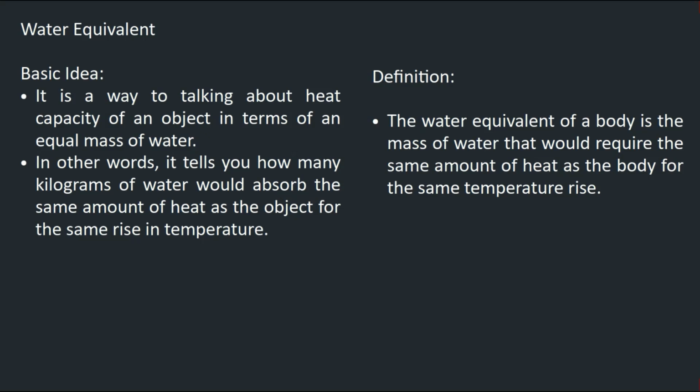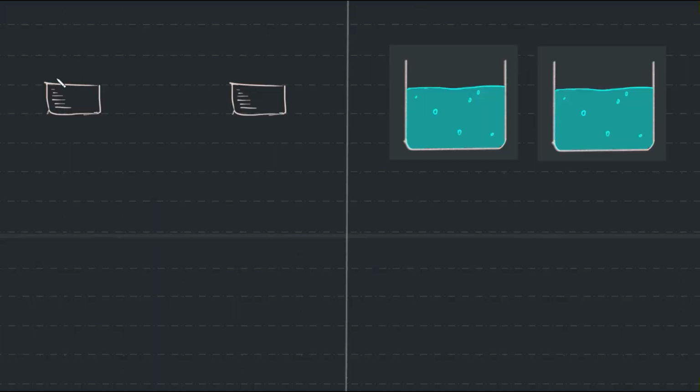Extending the idea of heat capacity, we have something called water equivalent. So let me explain this way. Say I have an object. It can be of any mass, and this is at x degrees Celsius, and I'm trying to raise it to x plus 1 degree Celsius, and I'm doing this by supplying heat. I'm heating it up, and this results in a rise in temperature, which is 1 degree Celsius.